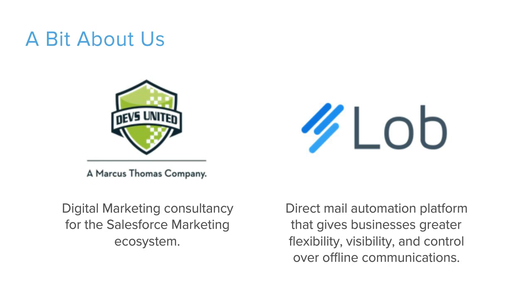Excellent. Thanks, Pato. And at Lob, we built a direct mail automation platform. So we help companies use offline communications in the same way that they use email or SMS messaging, meaning that it's fast, flexible, measurable, and can be deeply personalized for each individual recipient. And our customers use the platform to send physical mail as part of their digital marketing campaigns, as well as operational mails like bills and statements, notice letters, or even check payments.